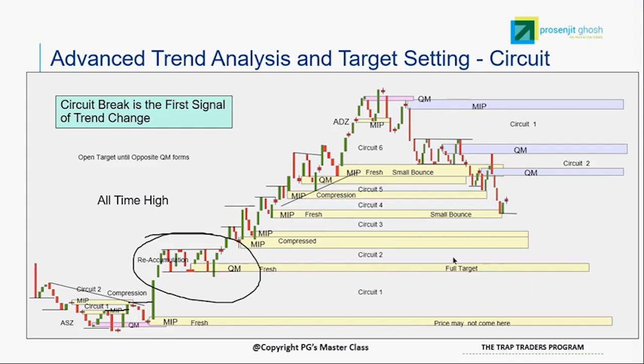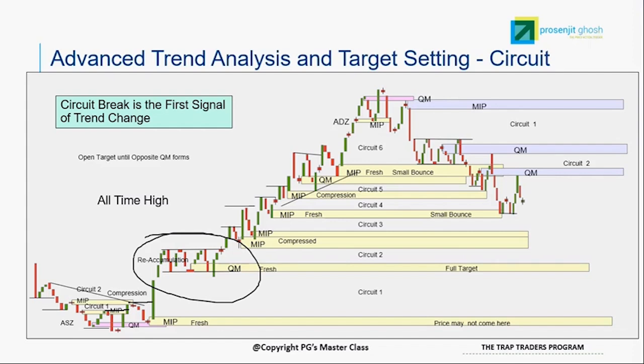So friends, one thing more I forgot to tell you: the last MIP in a compression always gives a bounce, and this bounce has happened because of that, okay. And thereafter price came down to the fresh MIP. The fresh MIP starts giving a small bounce. You can trade it. If the demand circuit is broken, the supply MIPs will give small bounces. If the supply circuit is broken, then the demand MIPs will give small bounces.